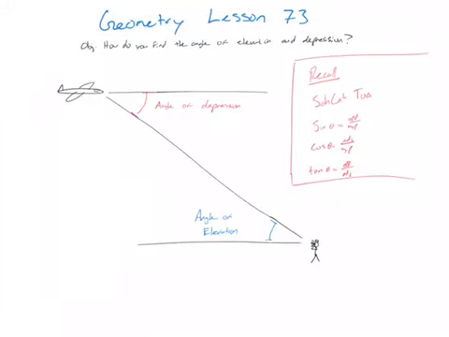Hello Geometry, this is lesson 73. Our objective is how do you find the angle of elevation and depression, and more really, how do we use the angle of elevation and depression to find different lengths.